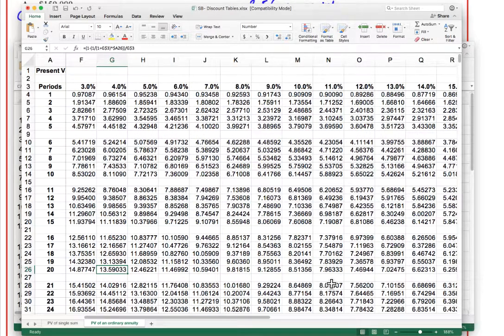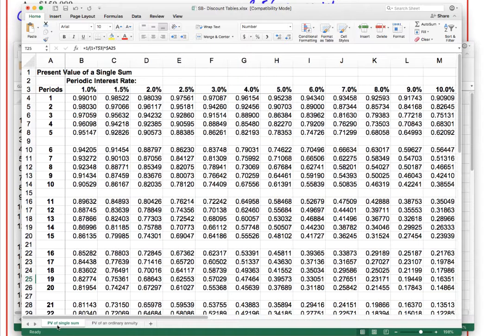So 13.59033, and while we've got the tables open, let's look at the discount factor, because we know in a second we're going to be using the discount factor for 20 periods at 4%, and we're going to use that to do the principal, but let's just write down the number while we're there.